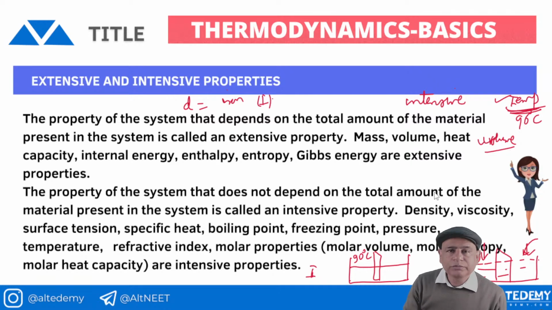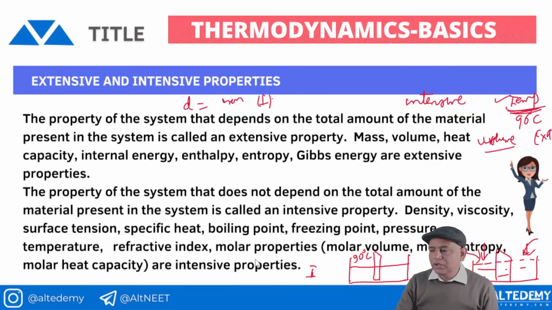But look at volume. Once you have done this partition, volume gets halved, isn't it? So we call this an extensive property. Now the crux of the matter is what? The property of the system that depends on the total amount of the material present in the system is called an extensive property. The properties which are dependent upon the quantity of the substance are called extensive properties.